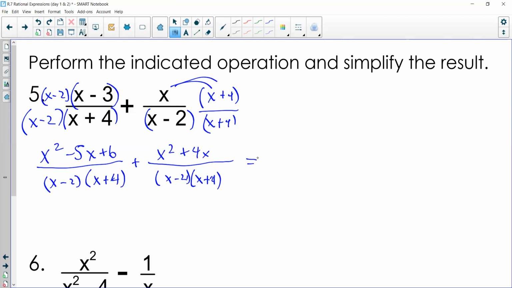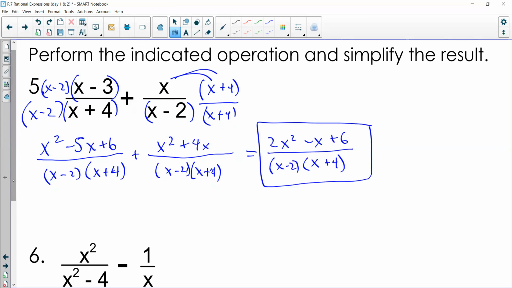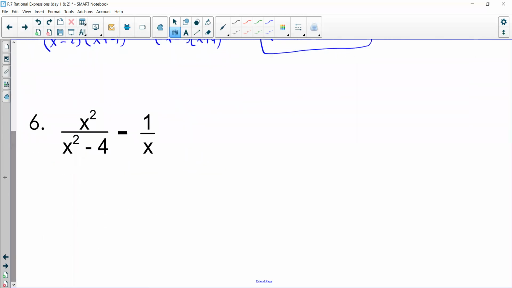Okay, so it's going to be x squared plus x squared, for my x squared terms, is 2x squared. And then my x terms, negative 5x plus 4x is negative x. And then plus 6, that doesn't add to anything, so it just stays plus 6. Okay, that's going to be all over x minus 2 times x plus 4, my common denominator. Okay, so it's a little trickier than multiplying, but the same concepts, except the common denominator is the new part today. Let's try it with number 6.